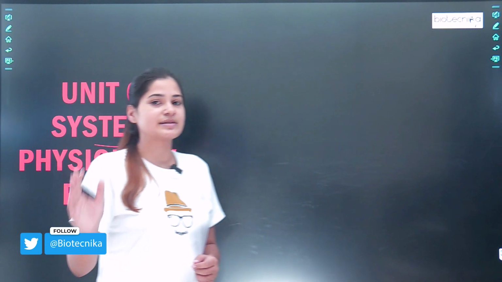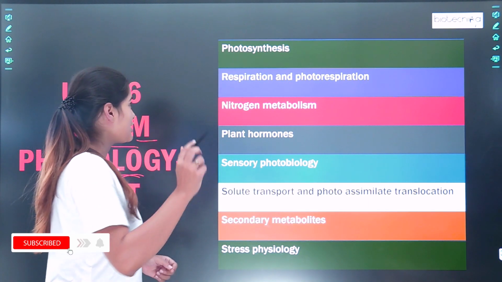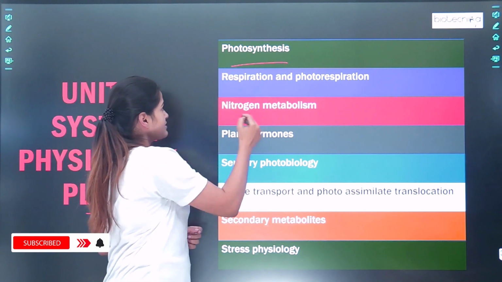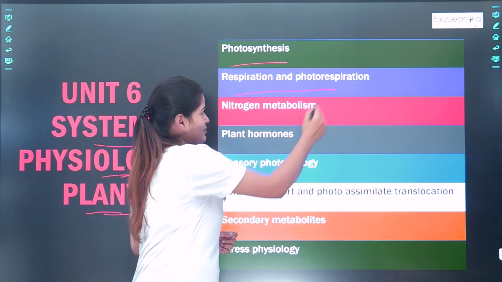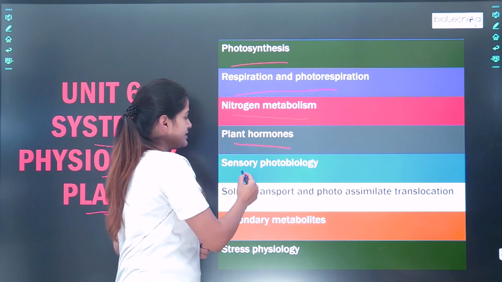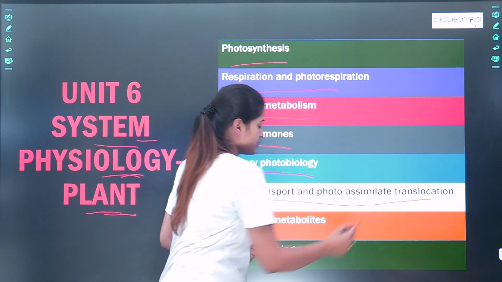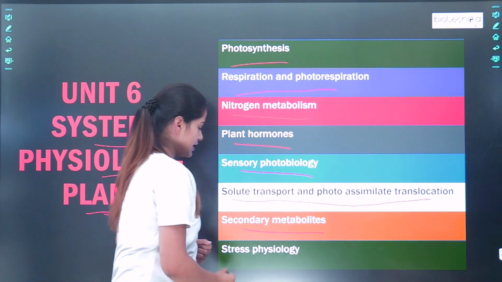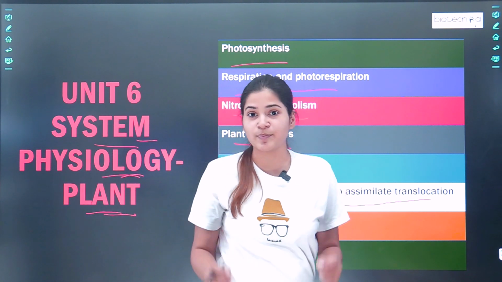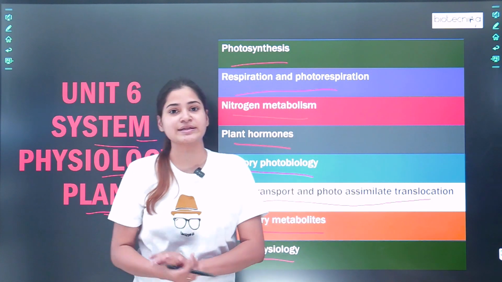So firstly, we'll be discussing the syllabus that has been provided by the CSIR. The syllabus comprises photosynthesis, respiration and photorespiration, nitrogen metabolism, plant hormones, sensory photobiology, solute transport and photoassimilate translocation, secondary metabolites, as well as stress physiology. These are the topics that have been mentioned in the CSIR NET syllabus of Unit 6.